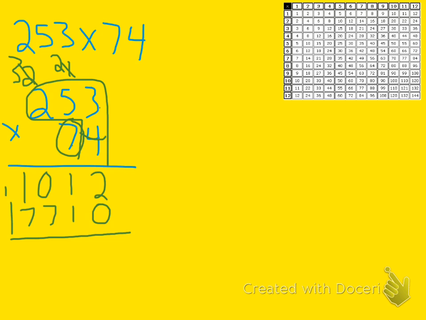The last step is to add. 2 plus 0 is 2. 1 plus 1 is not 1, it's 2. 7 plus 0 is 7. 7 plus 1 is 8. 1 plus nothing is 1. So our answer is 18,722.